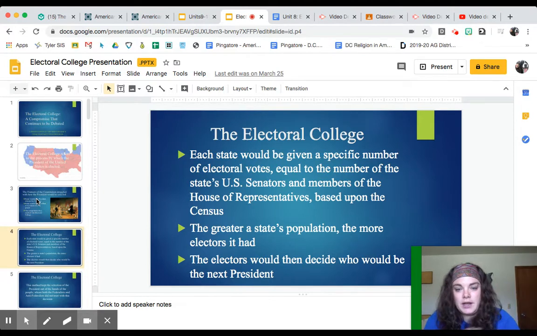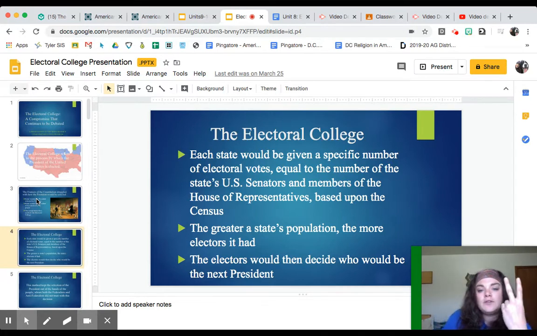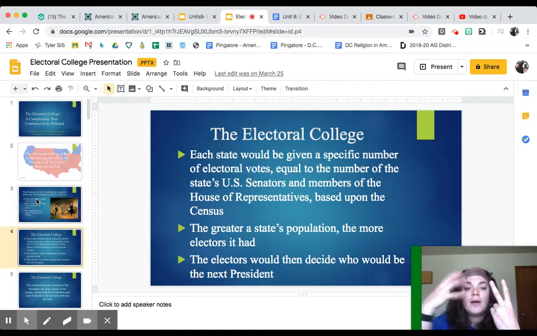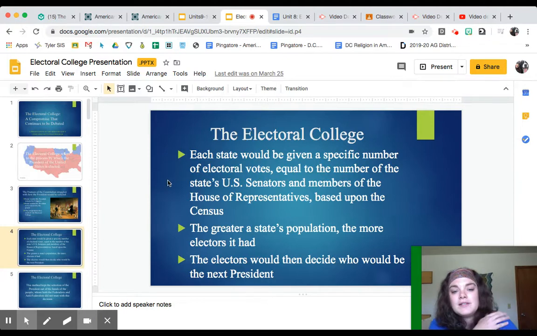So here was the vision, right? Each state would be given a specific number of electoral votes, and that number of electoral votes is that state's number of senators, which is 2. Every state has 2. That was that New Jersey Plan compromise. So electoral votes for each state equals number of senators plus number of representatives. The representatives number changes depending on the state's population. So number of representatives plus number of senators equals the number of Electoral College votes that each state gets. Because of that second part, that it's added the House of Representatives, that means that the more people who live in a state, the more Electoral College votes that state's going to get.